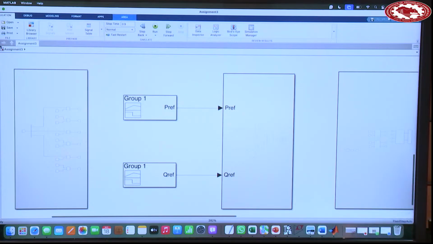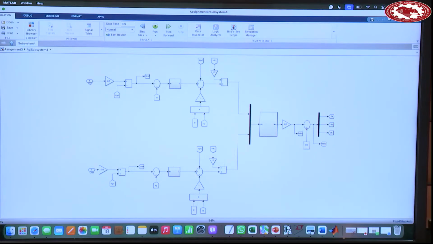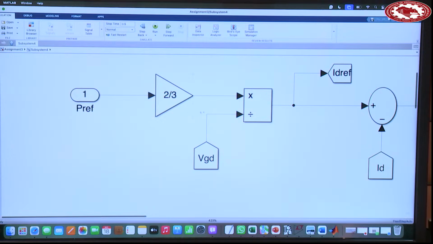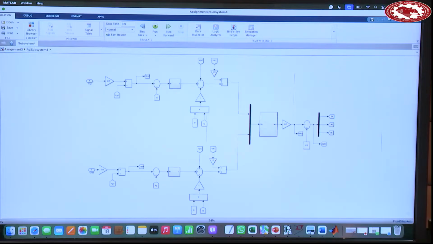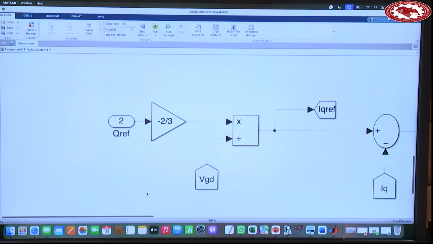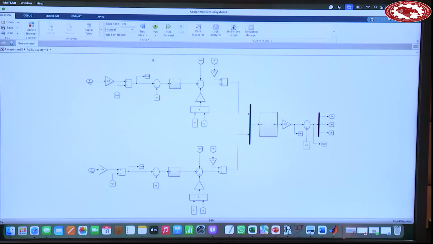Then, section by section we can see. Pref came; you multiply by 2 by 3 and divide by VGD, you get IDref. Making sense according to theory? You got Q reference, multiply by minus 2 by 3 and divide by VGQ, you get IQref. Okay. Please let me know if we are deviating from the theory.